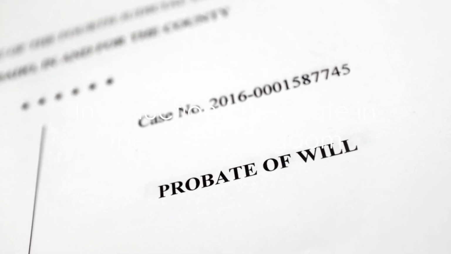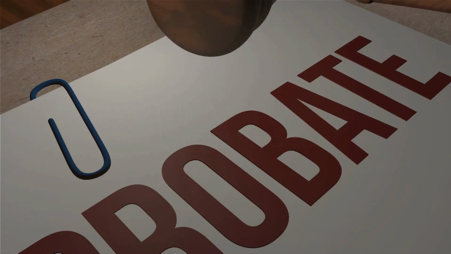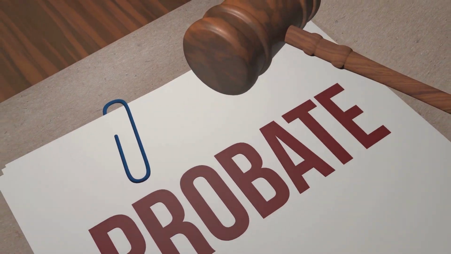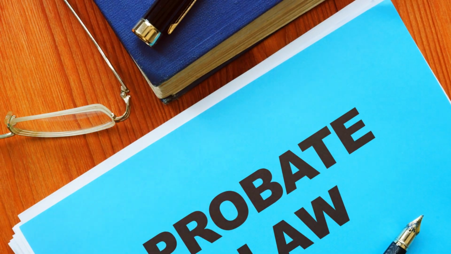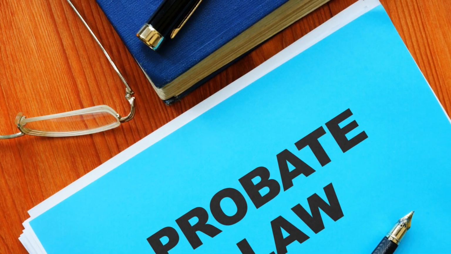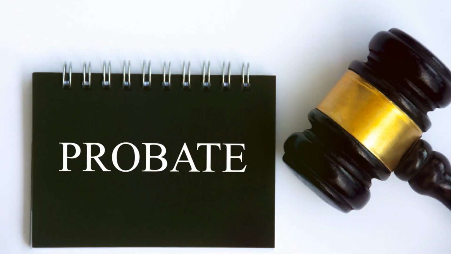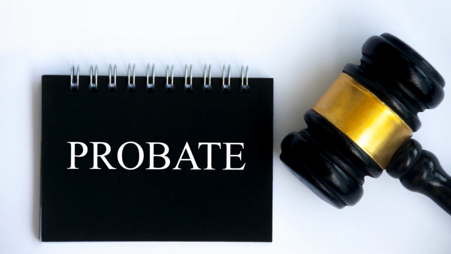Ever wondered what happens to a person's assets after they pass away in the United Kingdom? Well, it's all managed through a legal process known as probate. But what exactly is this probate process, and how does it work?